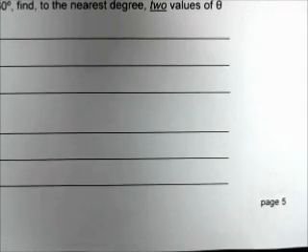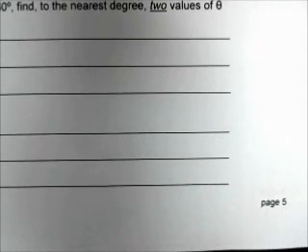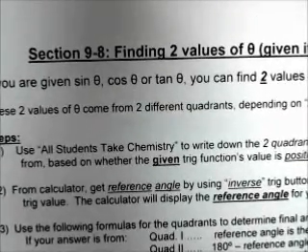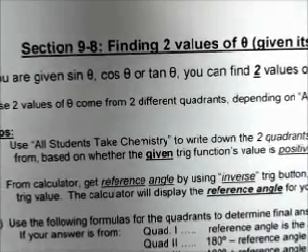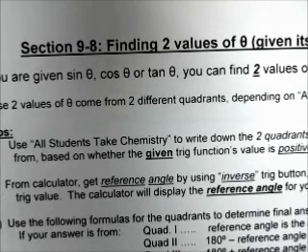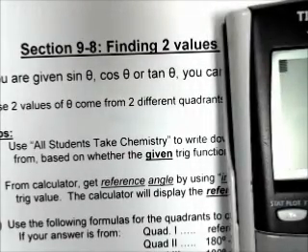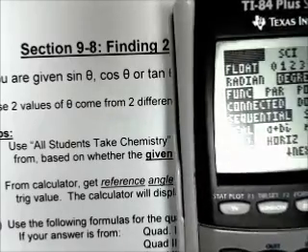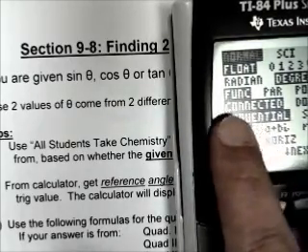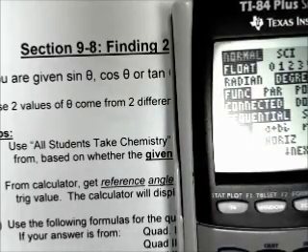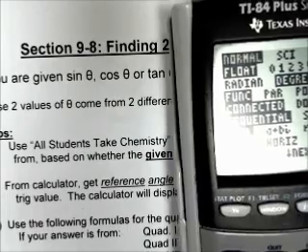Today we're going to finish up Chapter 9 notes. So we're on page 5, Section 9.8, finding two values of theta given its trig function. You want to have your TI-84 graphing calculator with you and make sure that you are in degree mode. Okay, so just check the mode. If radians is darkened, arrow down and over, and darken degree.